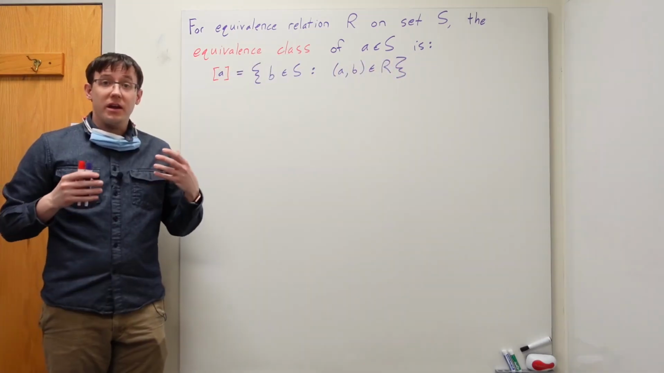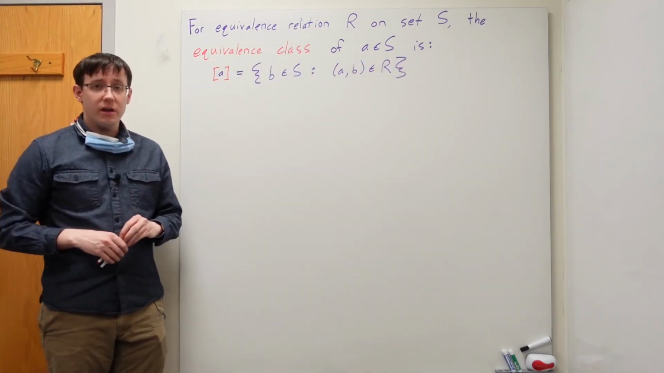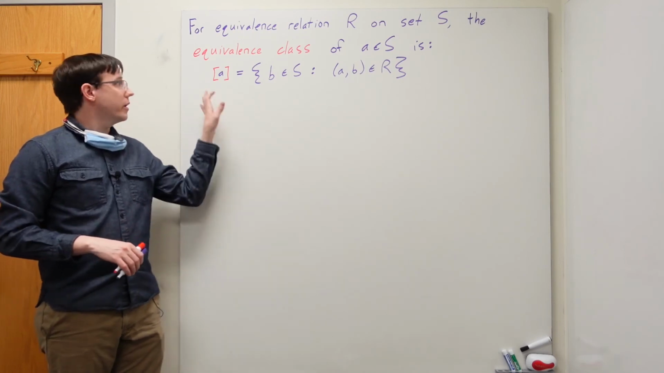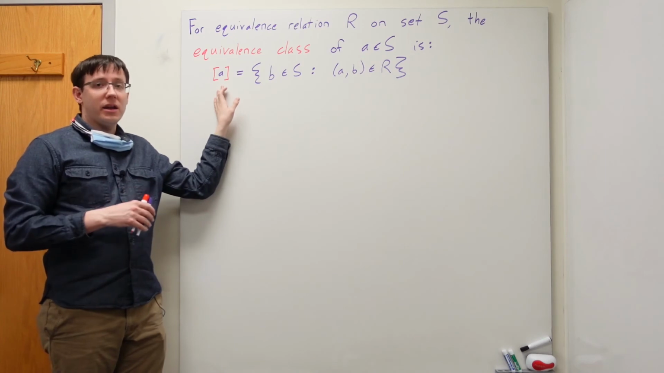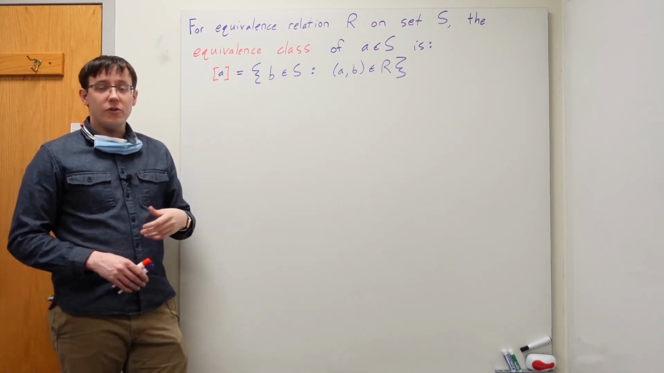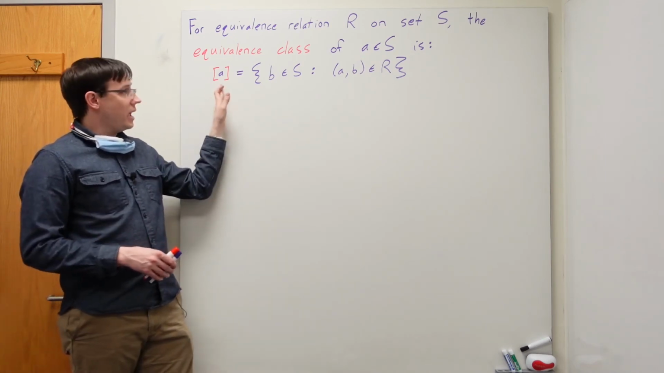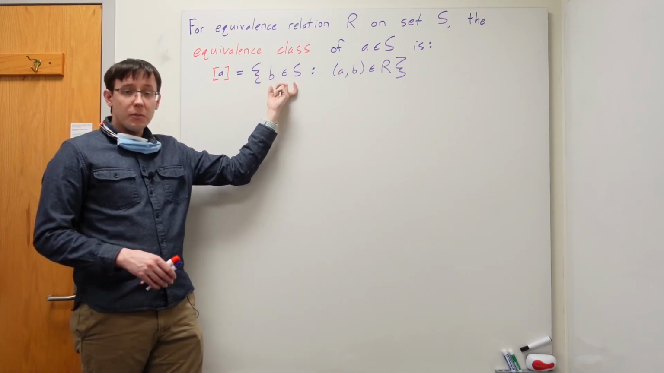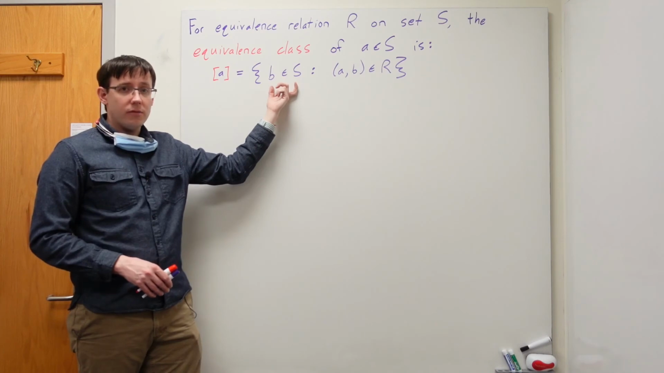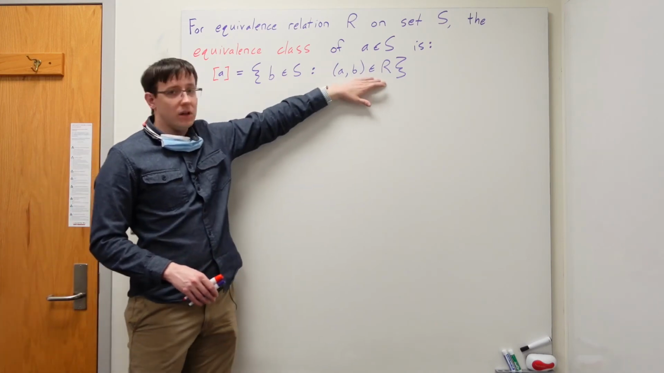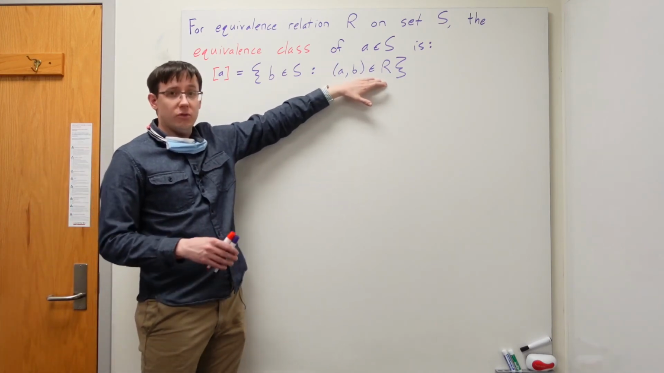In talking about an equivalence relation, we can think of all of the things that are equivalent to a particular element A, and we call that an equivalence class. So the equivalence class of element A is a subset of S where we have collected all of the elements that are related to A by the equivalence relation.